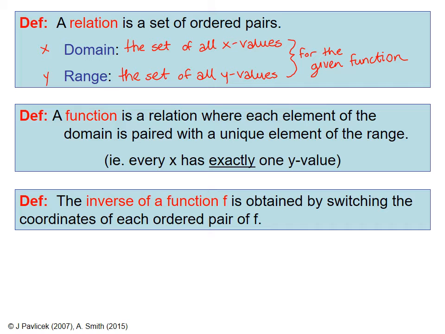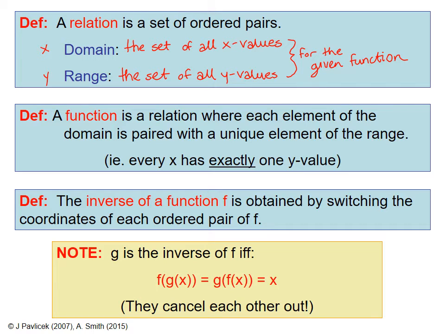If we start talking about the inverse of a function, we can get that from switching the coordinates of each of those ordered pairs. So in other words, you're switching all your y's and x's. So if two functions are inverses, that means that if you plug one function into the other function, they will cancel each other out completely. So if you plug g into f and you plug f into g, either way you just get x back. That means that they are inverse functions.